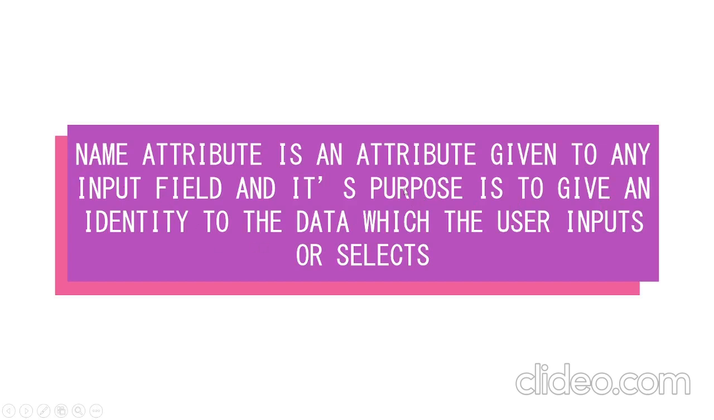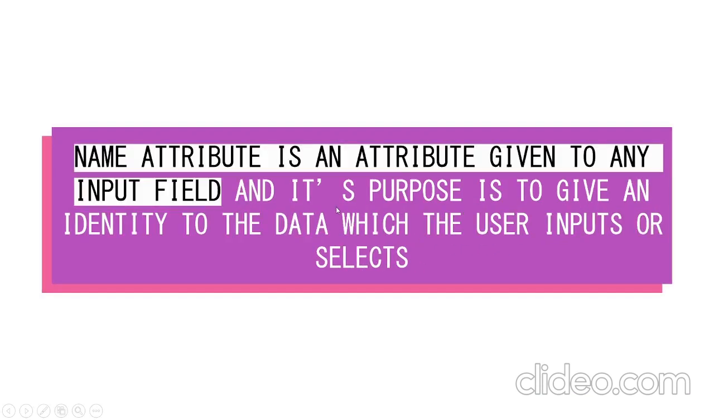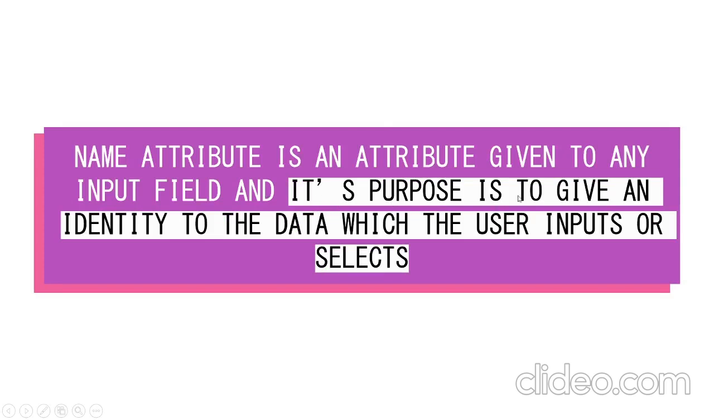So this is the definition which is the most appropriate, I think. Name attribute is an attribute given to any input field. This is a really understandable sentence, and its purpose is to give an identity to the data which the user inputs or selects. Sorry for the previous slide movement. Let's break this down. Name attribute is an attribute given to any input field. Okay, I accept that. Its purpose is to give an identity to the data which the user inputs or selects. So, we'll see the next attribute and come to this point.